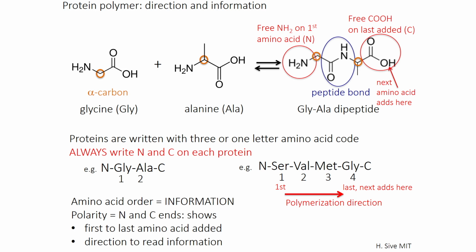The order of the amino acids is the information. The polarity of the amino acid chain, the N and the C ends, shows the first to the last amino acid added, and the direction to read the information. If we compare the proteins and the nucleic acids, there is an order of monomers that can be read in a defined direction, and that defined direction is the information. In the nucleic acids, it's the order of the nucleotides from 5' to 3'. In the proteins, it's the order of amino acids from the free amino to the free carboxy terminus.